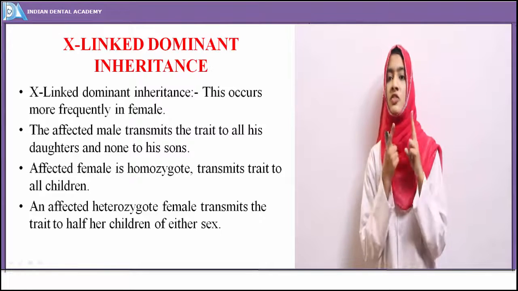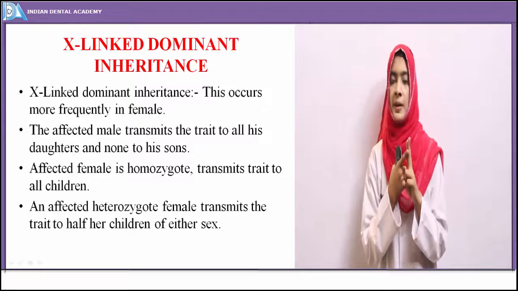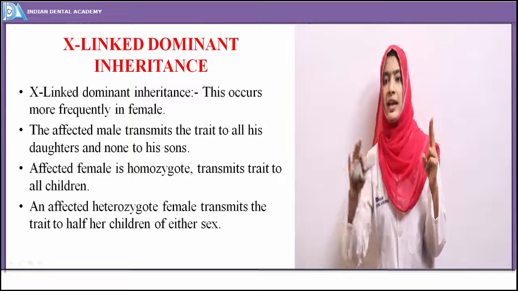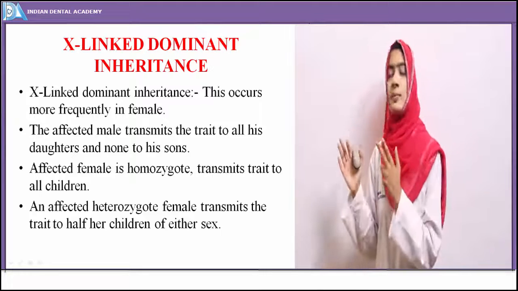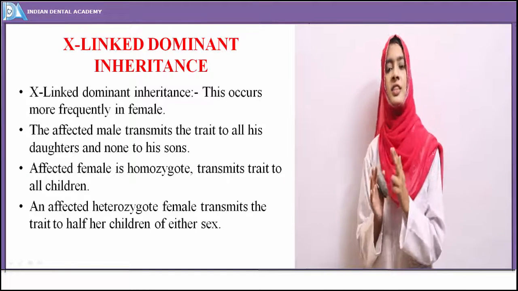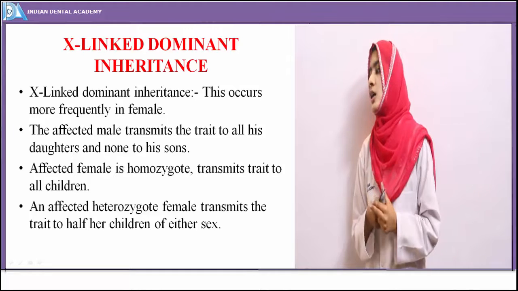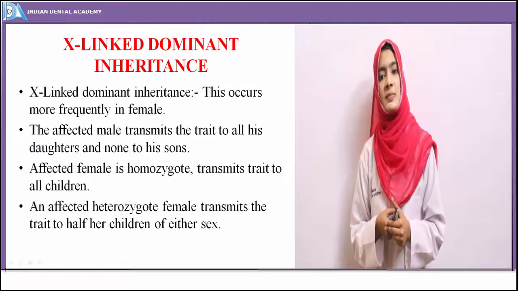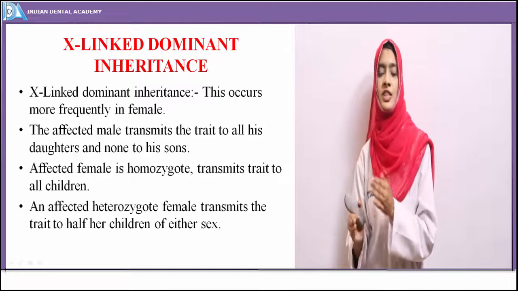Second is the case where the affected parent is a female, and she transmits the disease to all her children, both male and female. So basically, in X-linked dominant disease, the effect is seen in females. Suppose the affected female is a heterozygote, she transmits the disease to only half of her children.